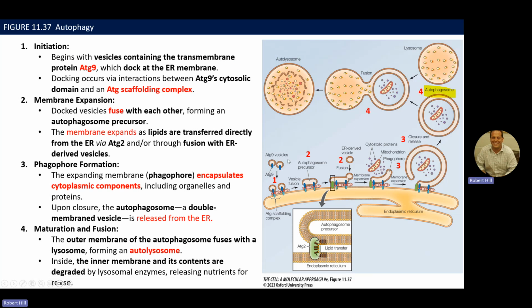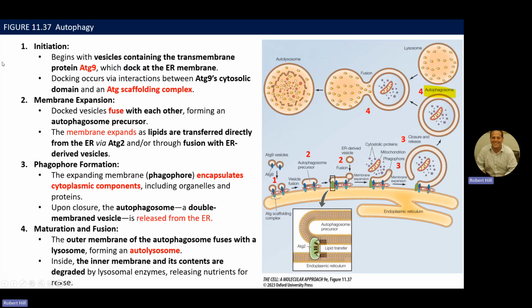So ATG9 vesicles, or ATG9 expressing vesicles, accumulate on the ER and they start to fuse. And with fusion, they're getting larger and larger. They start bringing in broken down cytosolic proteins and broken organelles. They form into what's called a phagophore. And then ultimately this thing circularizes right there on the endoplasmic membrane and is released. And now you have an autophagosome.